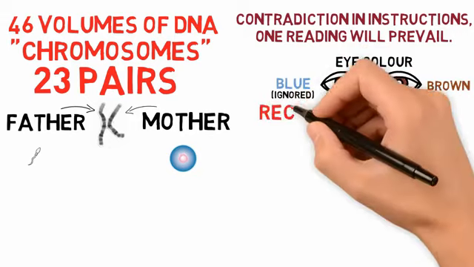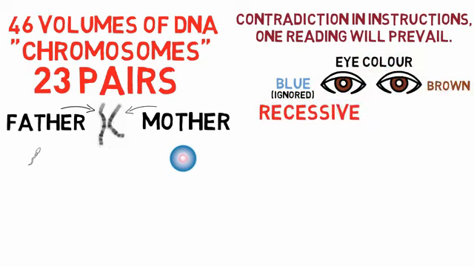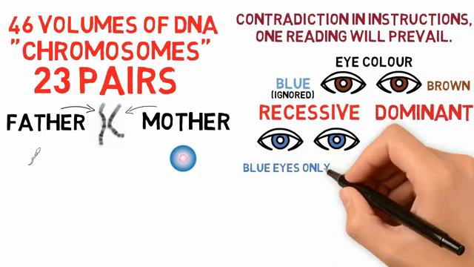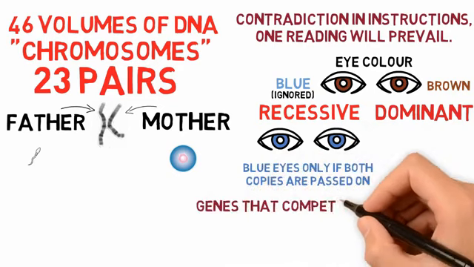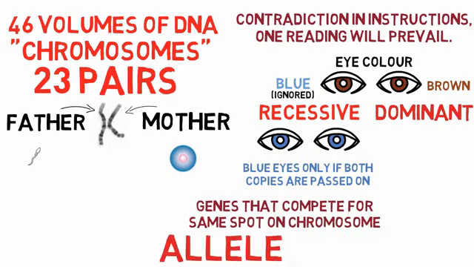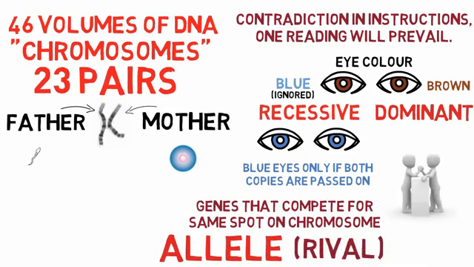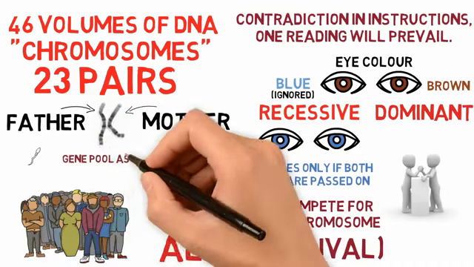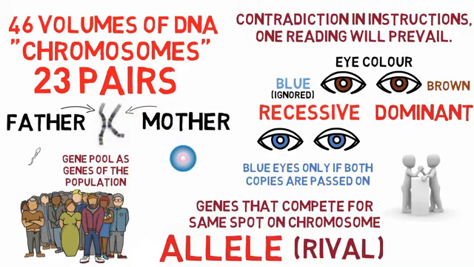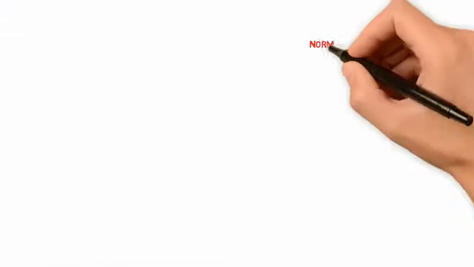Genes that are ignored are called recessive. The genes for brown eyes are dominant genes. Therefore, blue eyes will only exist if both copies are passed on. Genes that compete for the same slot on a chromosome are called alleles of each other. For genes, Dawkins argues that alleles are synonymous with rival. Our genes are given during conception, and when we refer to the gene pool, we're referring to the genes of the population. When cells divide, normal cell division is called mitosis.